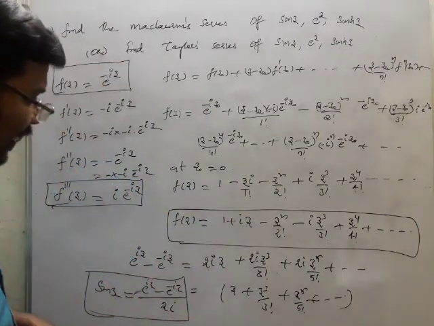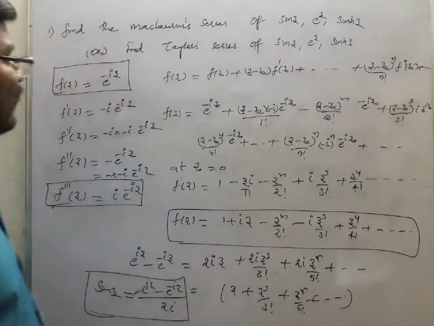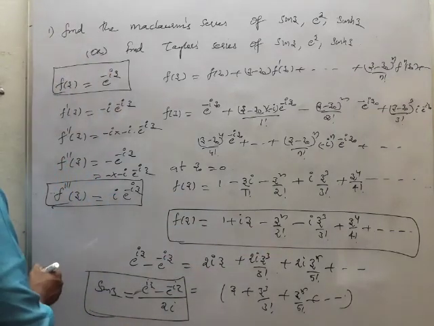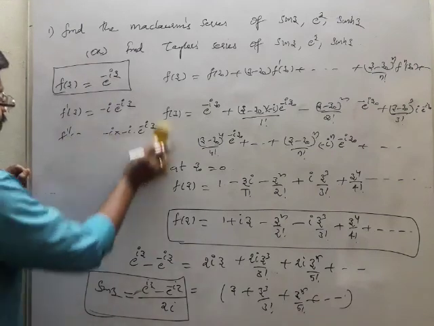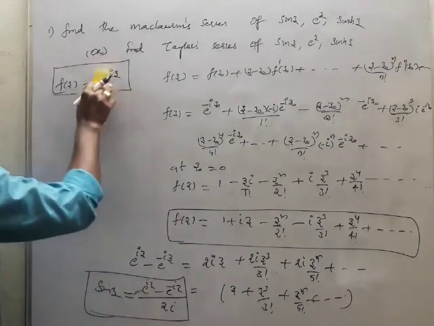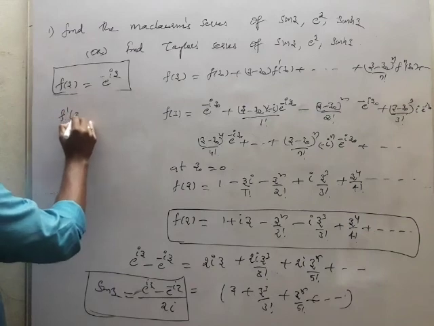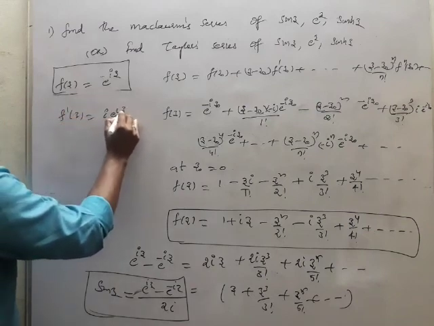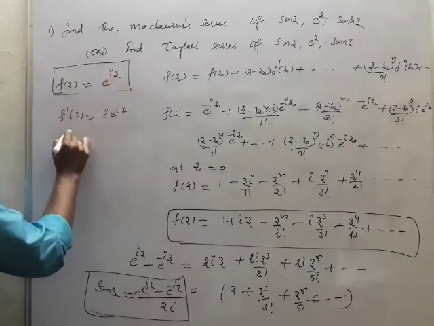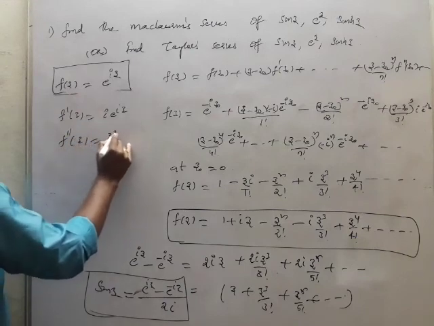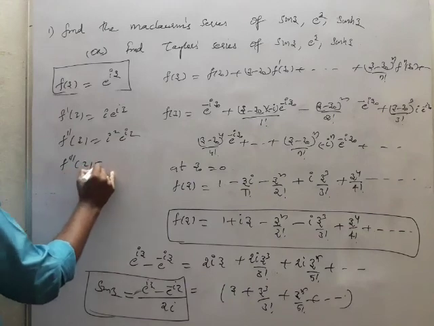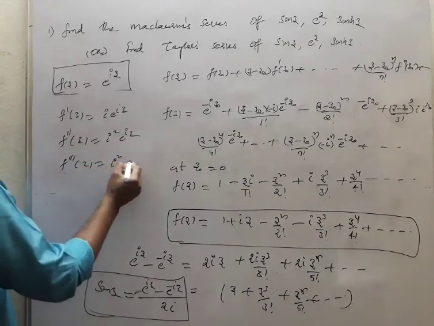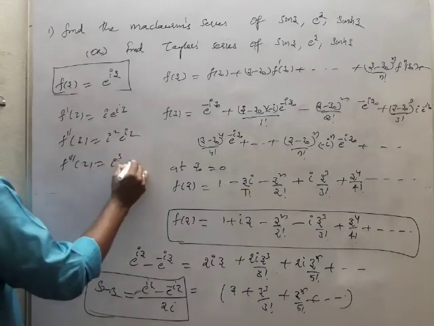Now what about this value, f of z? If it is positive, what is going to happen? Once again we'll check it and try to find the value. So f dash of z is nothing but i into e power iz, and f double dash of z is nothing but i square e power iz, and f triple dash of z is nothing but i square into i, which means i cube e power iz.